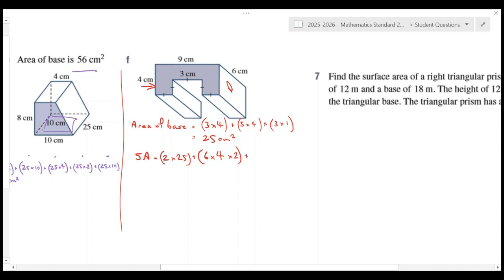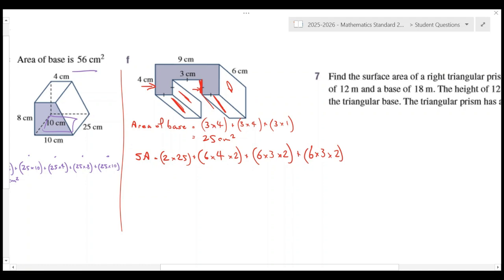Then I've got these ones at the bottom here. Now they are 6 by 3. And I have 2 of them as well. I've got one there and I've got one there. So I'll do that times 2. Plus, now I'm doing this inside face here, which is 3 by 6. So I've got 6 by 3. And I have 2 of them because I have that one as well.